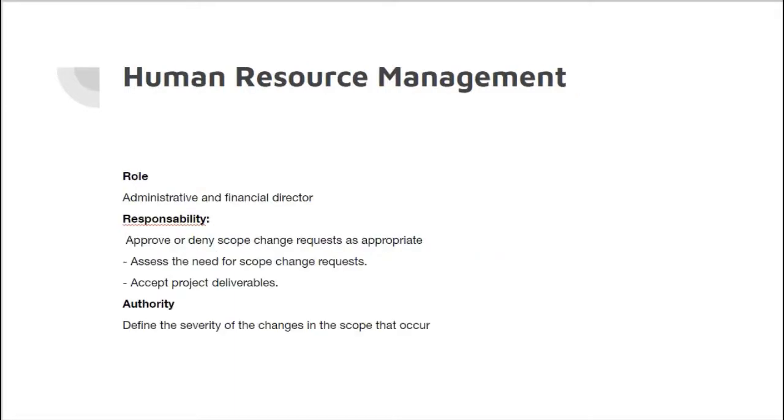Well, this is the human resource management. Some are roles, responsibility, and authority. The first role is the administrative and financial director. His responsibilities are to approve or deny scope change requests as appropriate, assess the needs for scope change requests, and accept project deliverables. Authority: define the severity of the change in the scope that occurs.